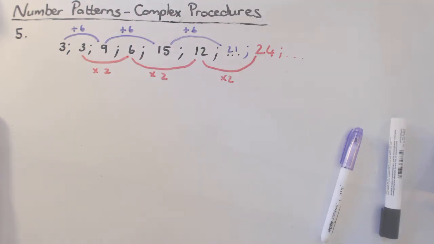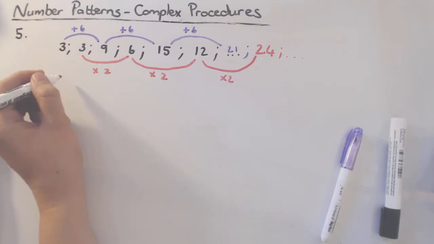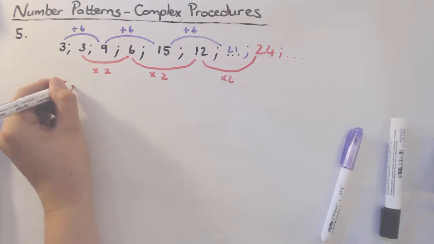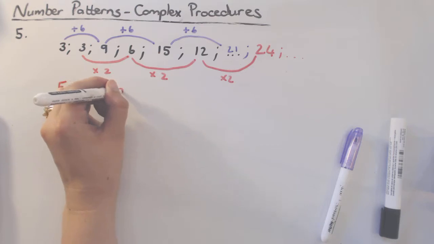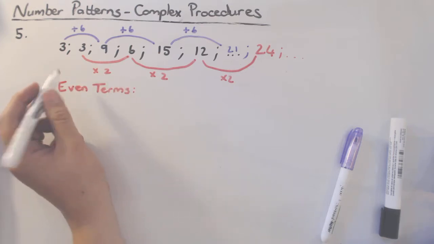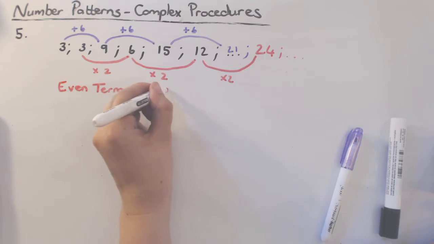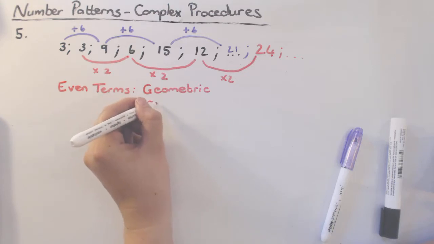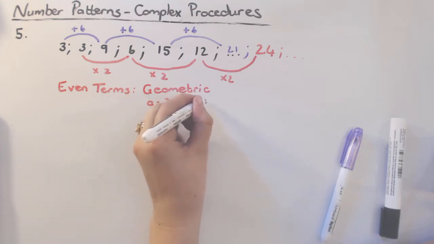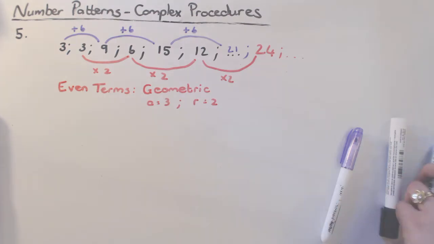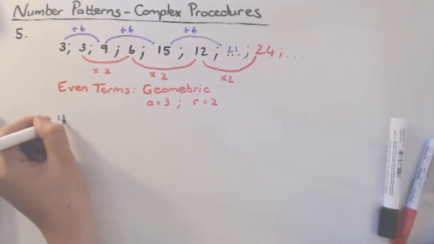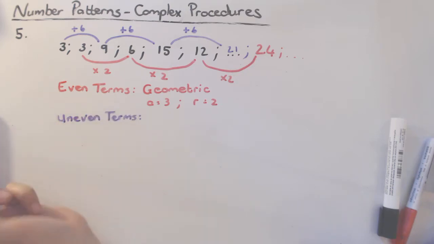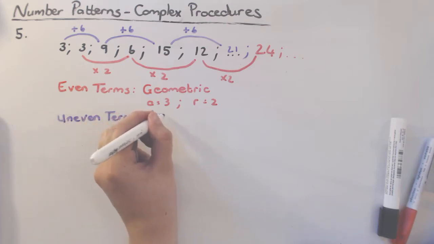Okay, and there the even numbers, the even terms like term 2, term 4, term 6. So the even terms is a geometric sequence actually, with A 3 and R 2. Can you see? And the uneven terms, term 1, term 3, the uneven terms is an arithmetic series.